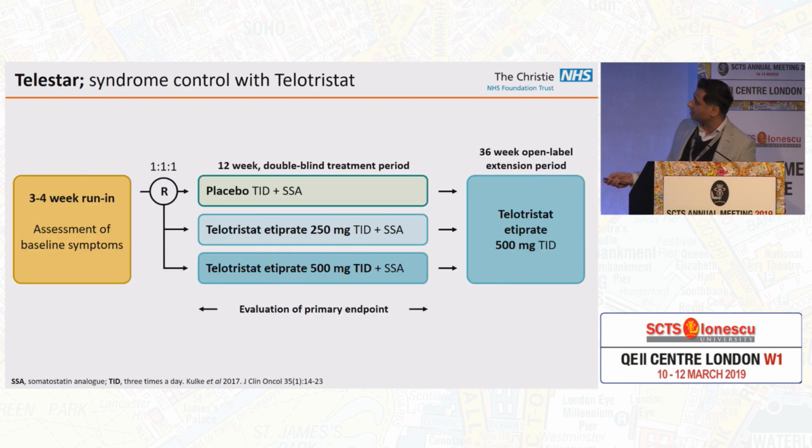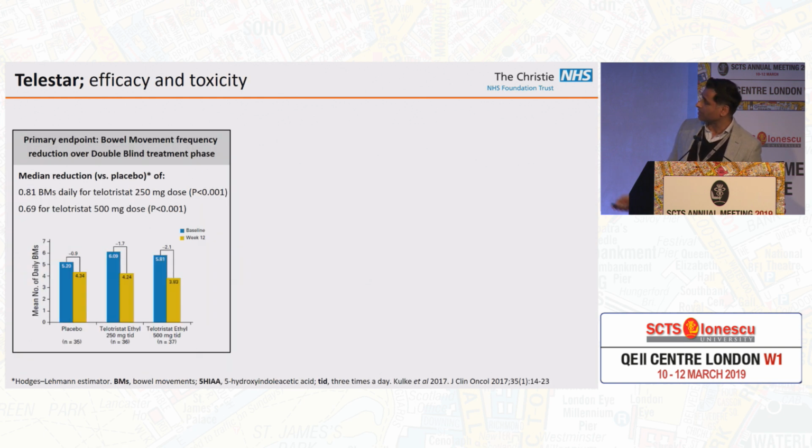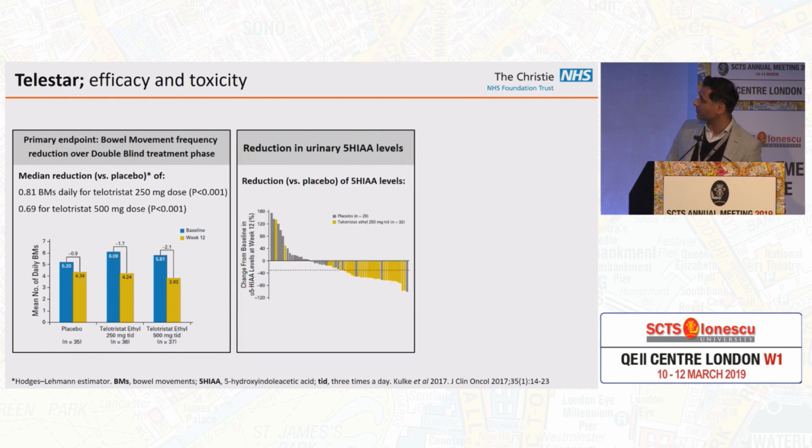And that drug, telotristat, was tested in a trial called TELESTAR, which was a randomized controlled trial looking at 2 doses of telotristat against placebo in patients that had uncontrolled or poorly controlled syndrome. And the bottom line is the primary endpoint, which was bowel movement frequency. You can see that there was a positive result, so the telotristat was helping control bowel movement much better.